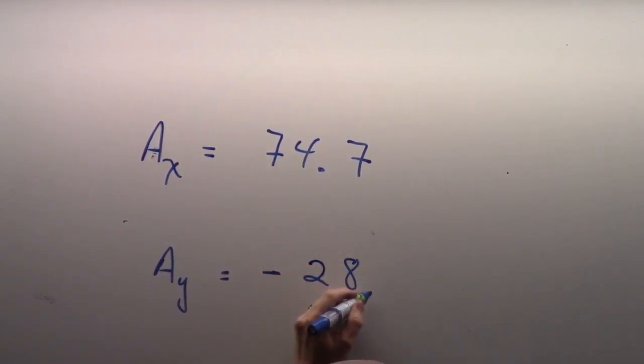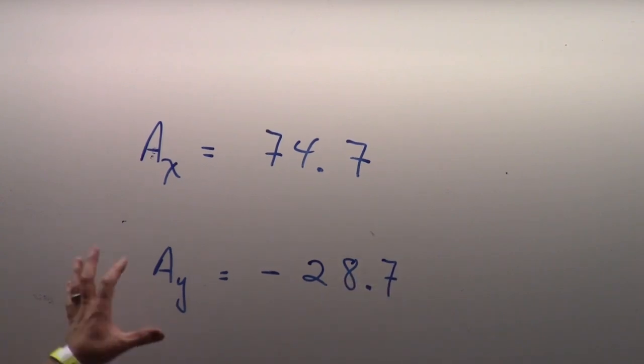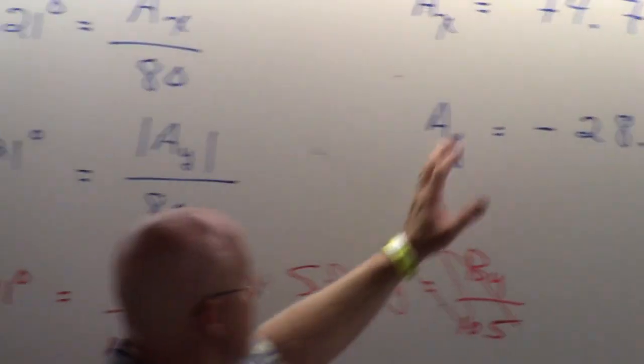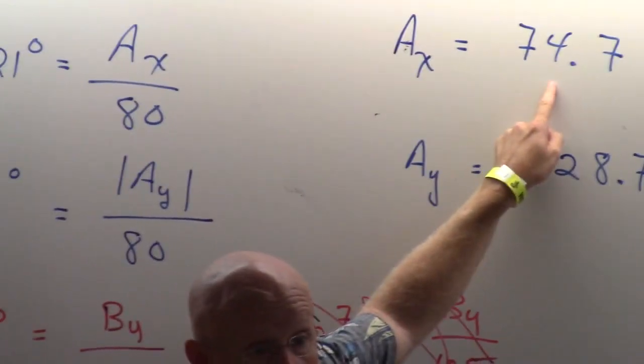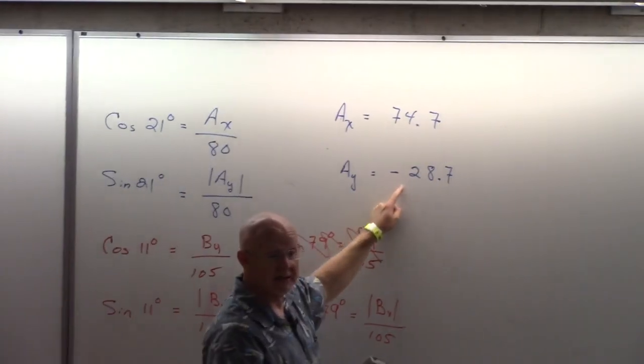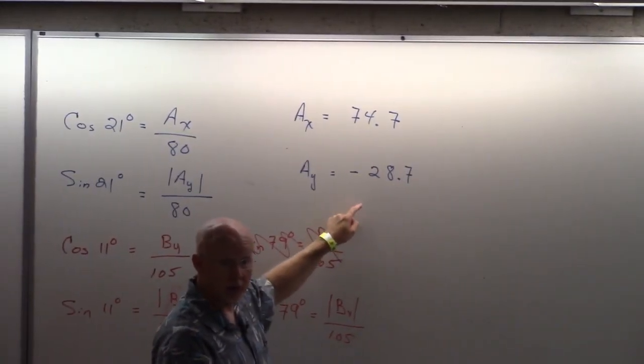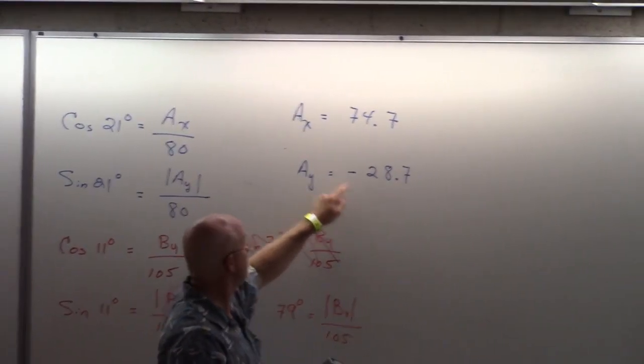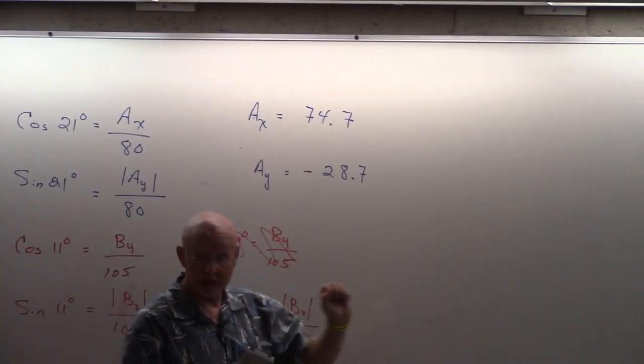28.7. And so just to repeat what you just said, here is what it's saying about A. A is saying go right and go down. So we got a negative number for the y, that's down, and we got a positive number for the x, that's right.